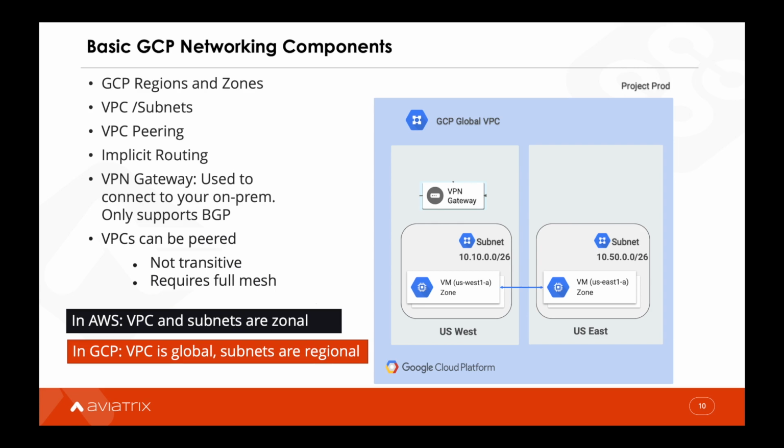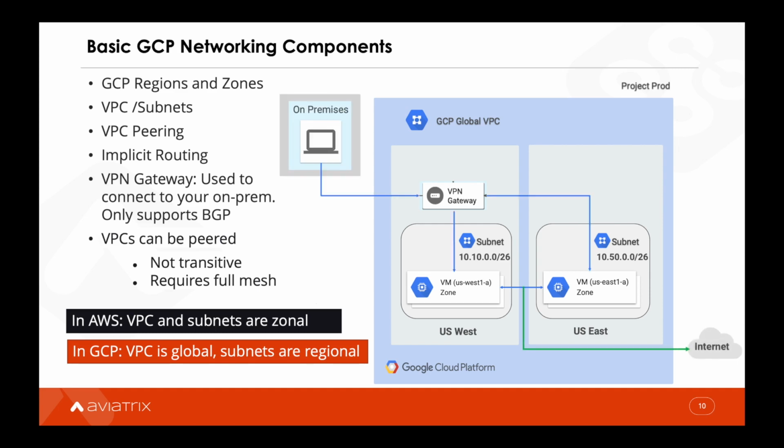What about when you create a number of different VPCs like that? Can you peer them together? The answer is yes, you can definitely peer them together, but remember that the peering is non-transitive. That means if you have 3 or more VPCs and they all want to talk to each other, you have to create a full mesh. The routing is happening by default for you, so you don't have to worry about that. The VPN gateway is a component or construct that you would use when you want to connect your VPC to the on-prem world. And remember, it only supports BGP.